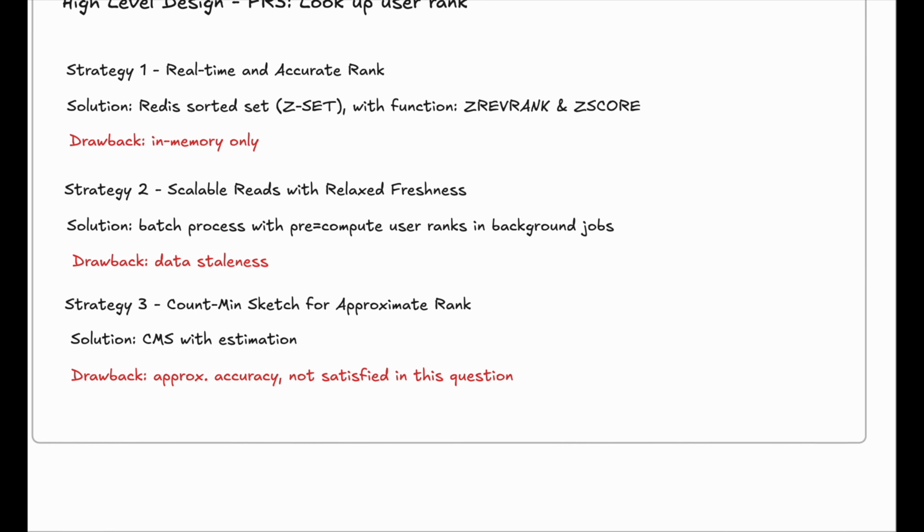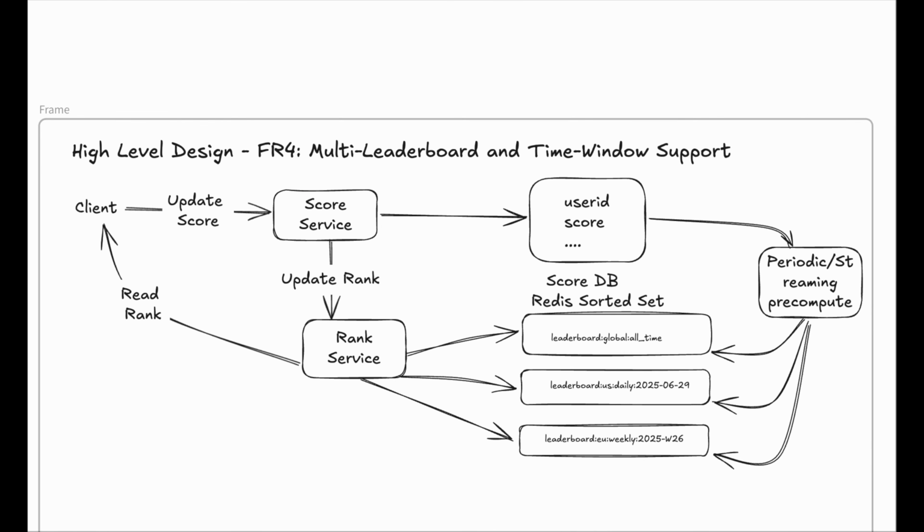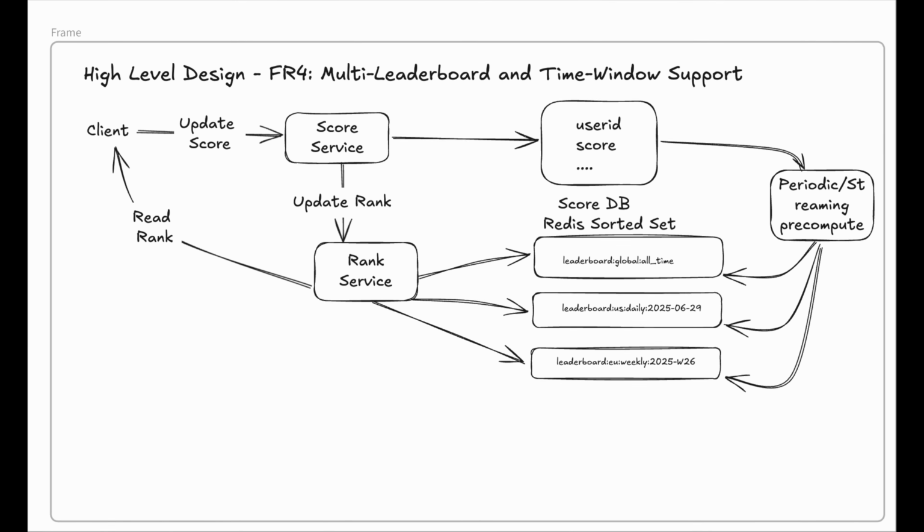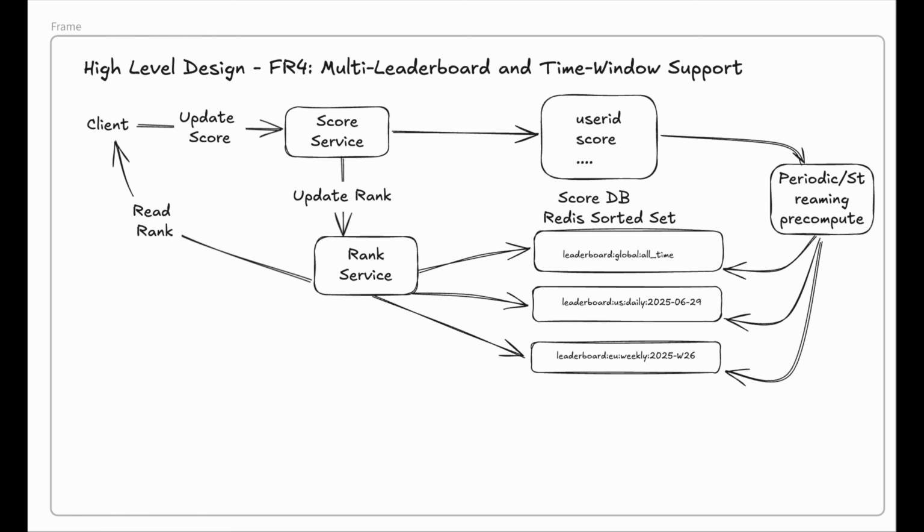The final functional requirement is multi-leaderboard and time window support. A modern leaderboard system doesn't just support one global ranking. It needs to handle many leaderboards, based on region, game mode, category, or time window. This introduces a new layer of complexity, requiring a system that's both flexible and scalable, while maintaining fast read and write performance. Let's walk through how this works.